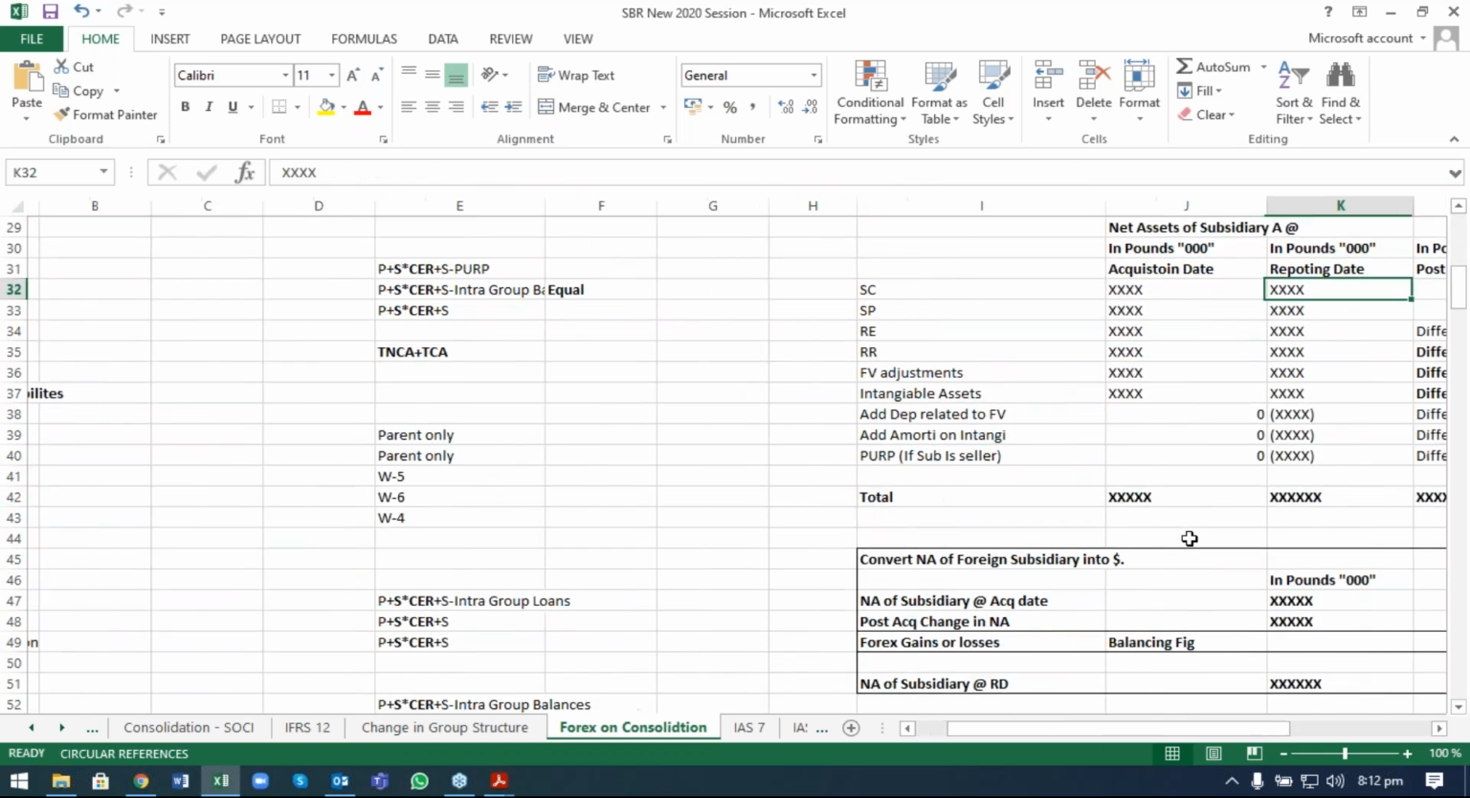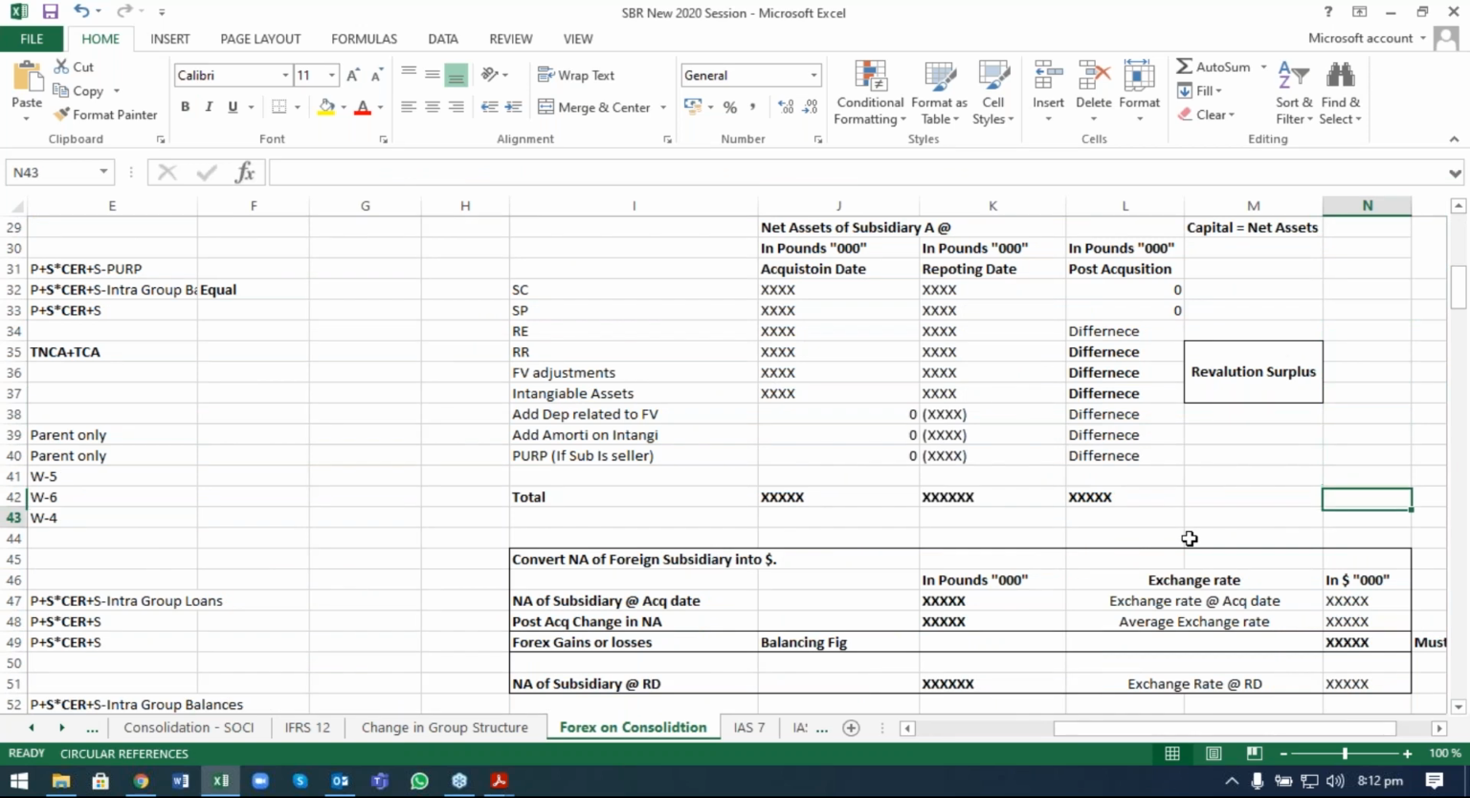Just giving you an idea, these are the opening net assets of the subsidiary. Net assets means the assets of the subsidiary minus the liabilities of the subsidiary. So you are going to apply the opening exchange rate or the spot rate. The spot rate means the exchange rate on a specific date. Average rate means an average of a certain time period. So if you are translating the opening value of an asset, then you have to use the exchange rate of the acquisition date. In the same way, if you are using the net assets of the subsidiary at closing date, you need to use the closing exchange rate.